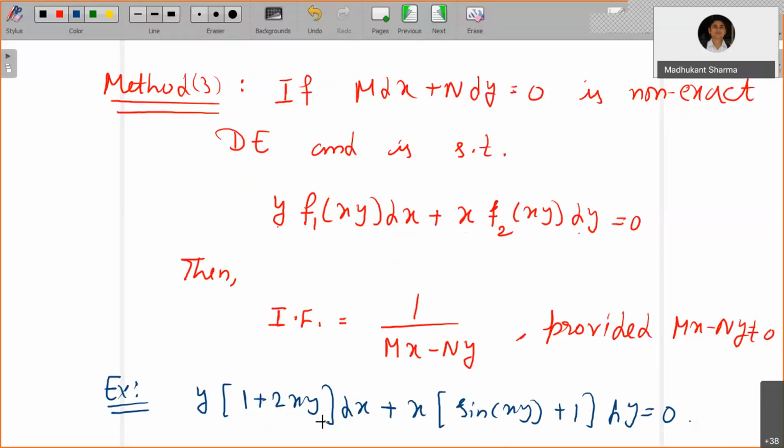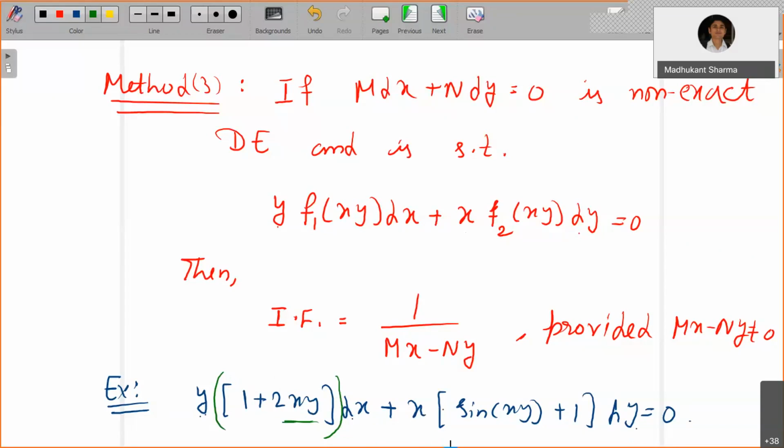But what I can see here is that the dx coefficient has a y factor, and the dy coefficient has an x factor. Inside, it is y plus 2xy squared, x times sine xy plus x, so that you can take out. What is remaining inside is nothing but a function of x into y. A constant term can be treated as a function because it can be written as x into y to the power 0. The second term is also a function of x into y.